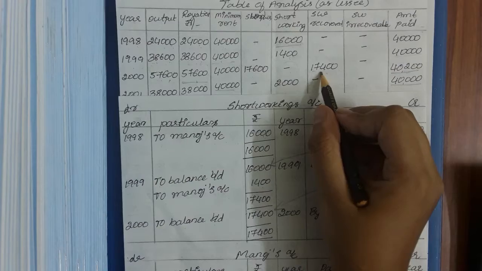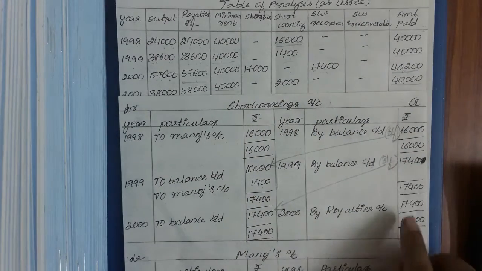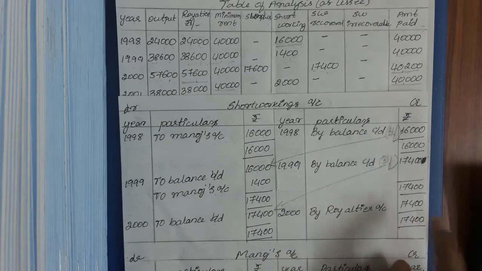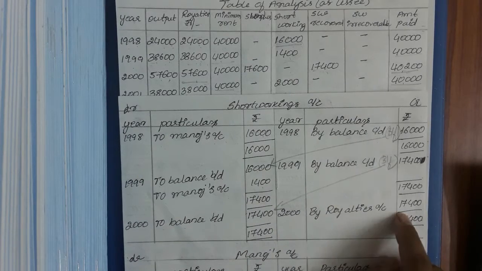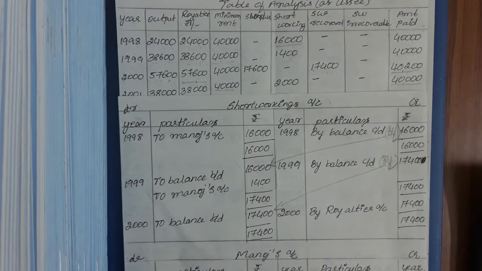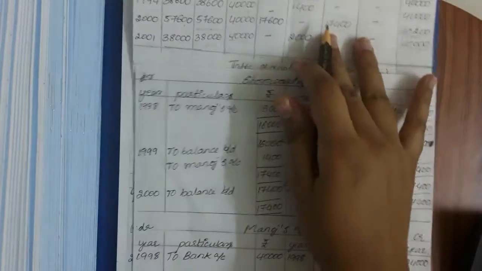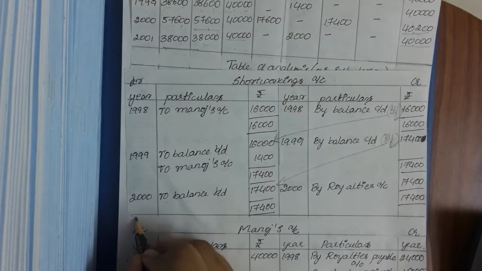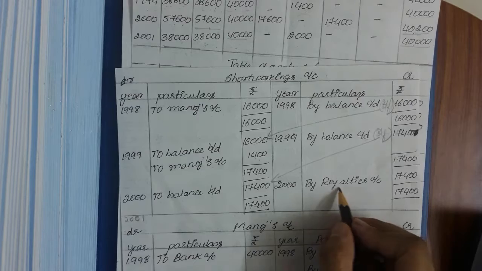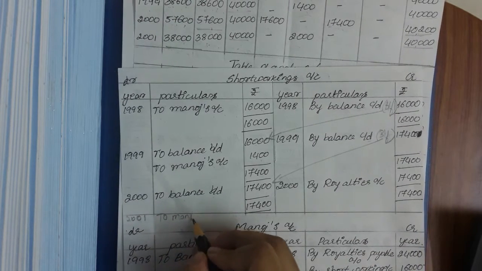We have recovered 17,400, so you will be writing by royalty 17,400. You have recovered 17,400 rupees, that is by royalties account 17,400. And we have not written for 2001 over here. So let's continue. In 2001 there is no brought down, but there is a royalty to Manoj account.